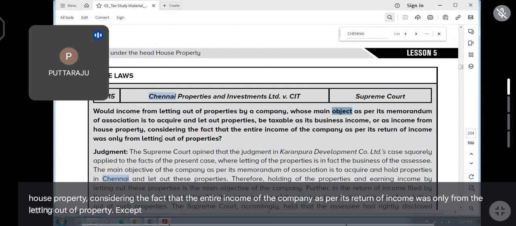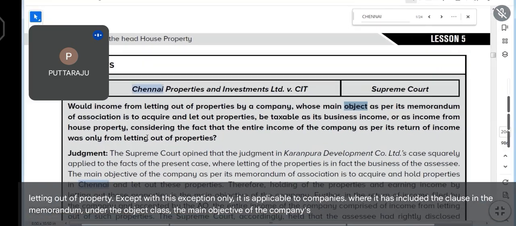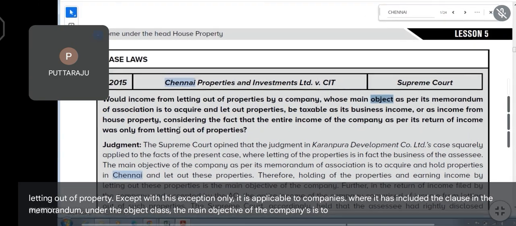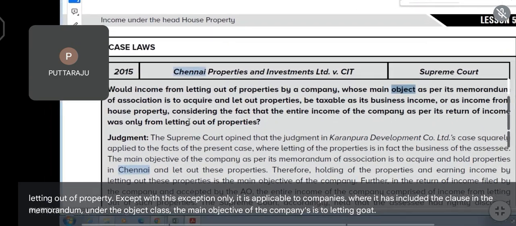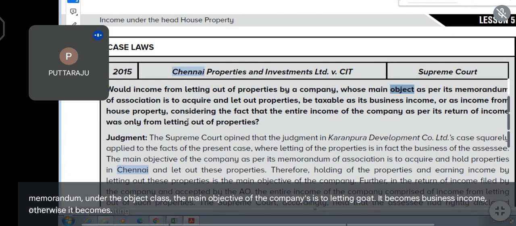It is applicable to companies where the clause is included in the memorandum under the object clause. If the main objective of the company is letting out, it becomes business income, otherwise it becomes house property income.